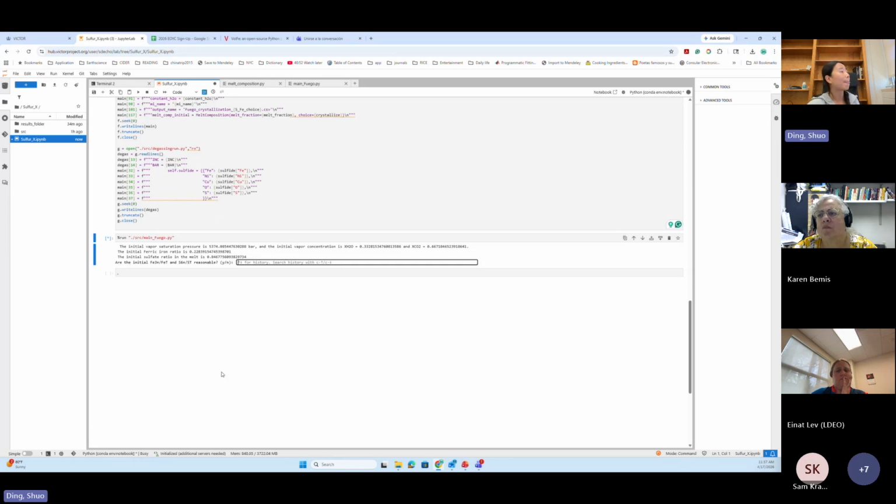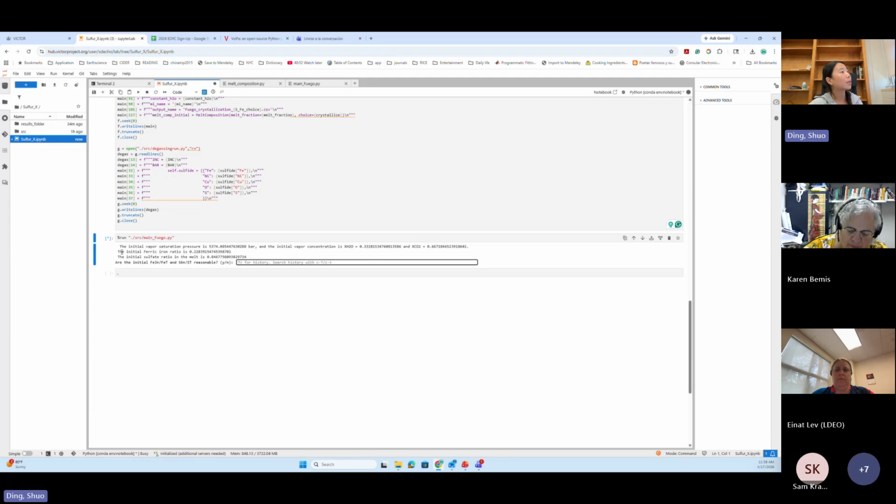Okay, so here it actually would pop up something. Basically it will tell you what the calculated initial vapor saturation pressure is, and then for that vapor, what the concentration is, the mole fraction of the water and CO2. When finding this initial vapor saturation pressure, SoftwareX only uses water and CO2. And then at the next step, it will partition sulfur into it.